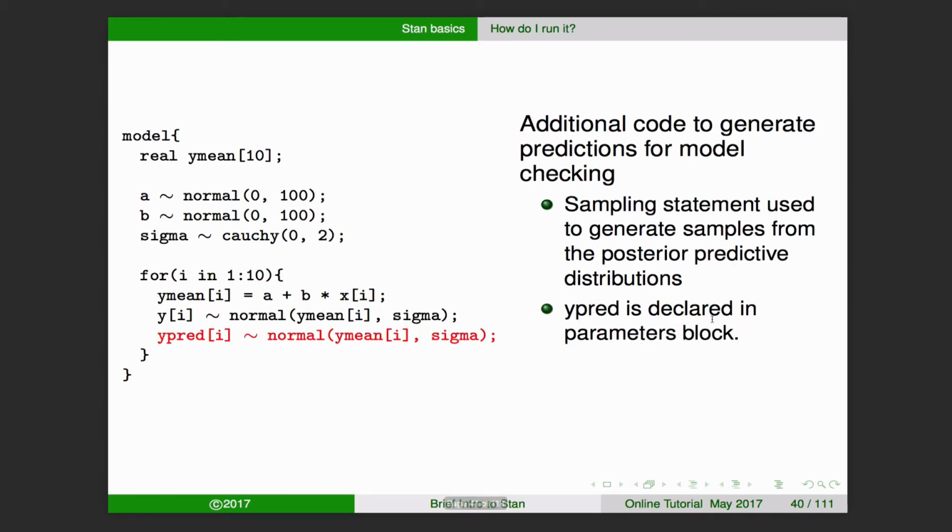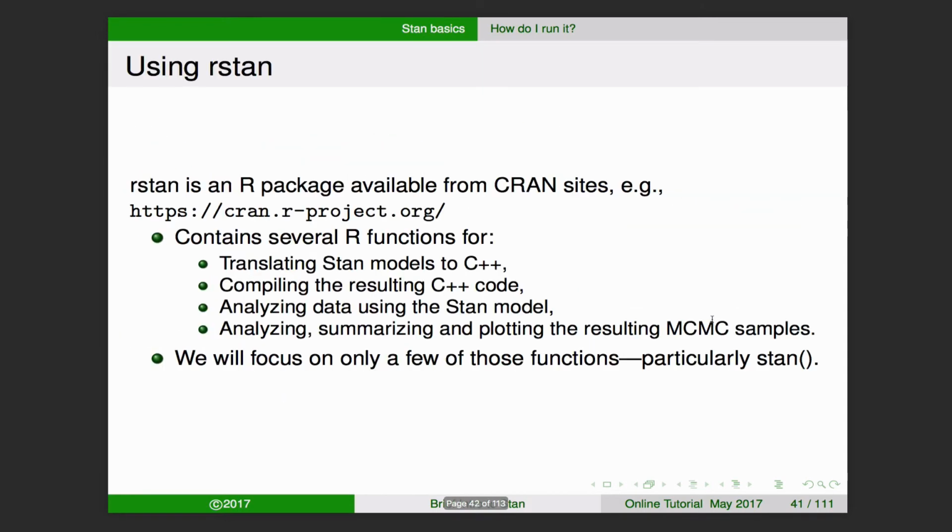Okay, so that's the model that we're going to work with. But a freestanding model doesn't do us a lot of good unless we've got something that lets us actually compile it and connect it to data and apply it to the data. We're going to do that using RStan. RStan is an R package that's available from CRAN sites. I just give an example of the central CRAN site there.